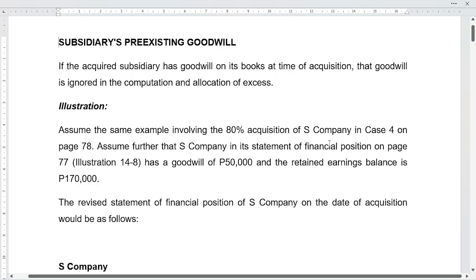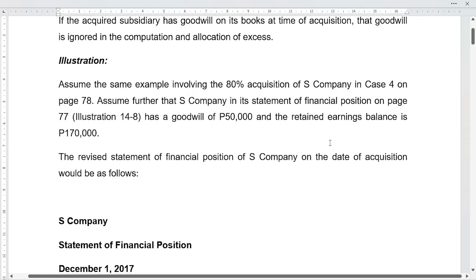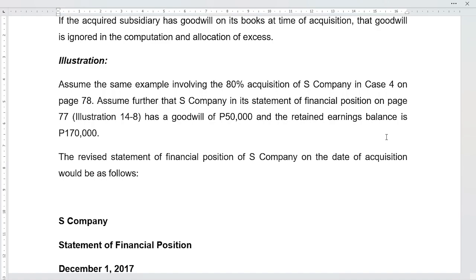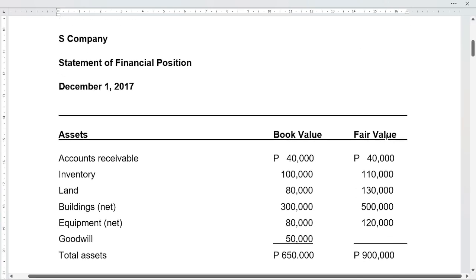For the illustration, assume the example involving the 80% acquisition of S company in case 4 on page 78. Assume further that S company, in its statement of financial position on page 77, the illustration 14-8, has a goodwill of 50,000 pesos and the retained earnings balance is 170,000 pesos. The revised statement of financial position of S company on the date of acquisition would be as follows.